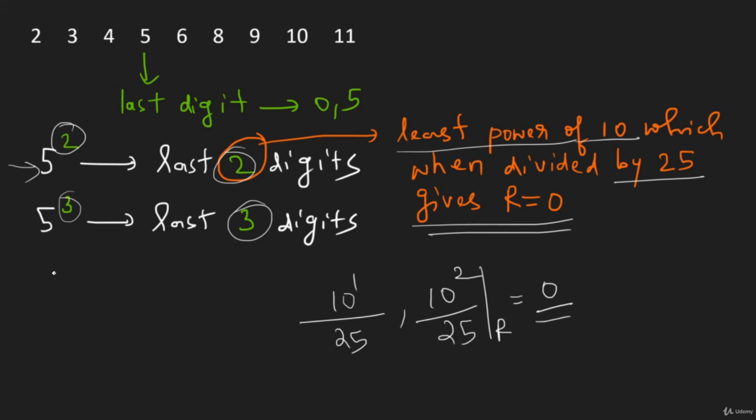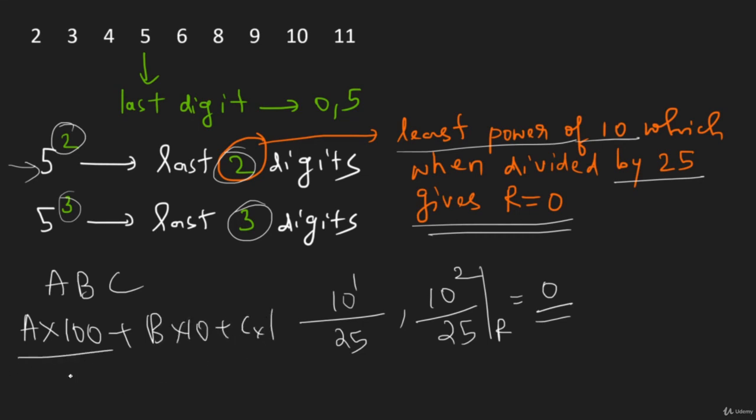Therefore, say you have a number ABC, right? So you can write this as A into 100 plus B into 10 plus C into 1. Now A into 100 will always be divisible by 25. So you just need to check the last two digits, which is B and C.